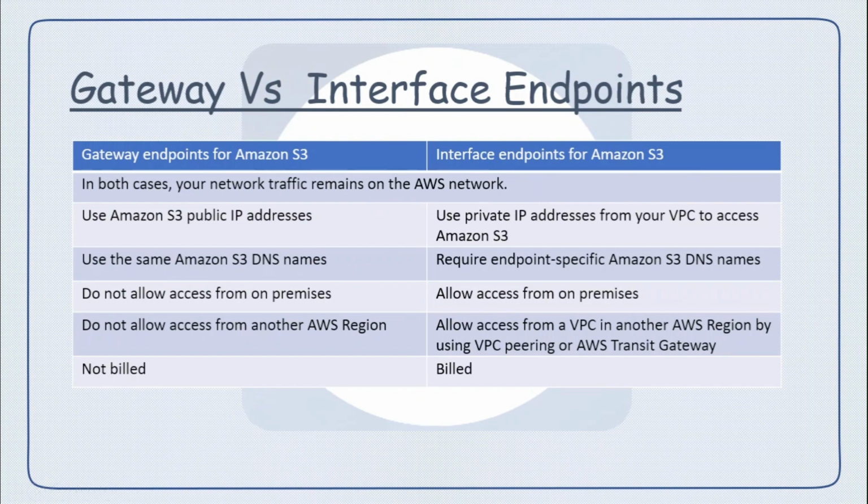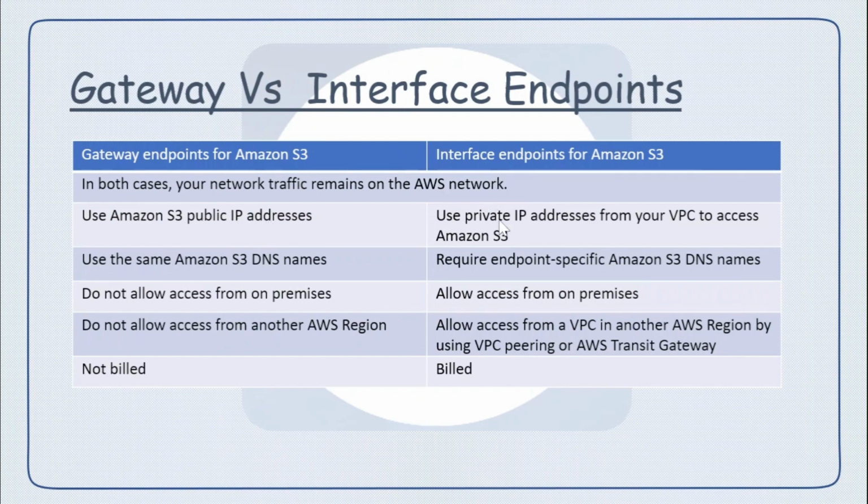Because if we are using services such as internet gateway or NAT gateway, in those cases traffic leaves the network. But in this case, we want our private subnet to communicate to some services. So we are using endpoint because traffic does not leave the network. Gateway endpoint uses S3 public IP addresses.